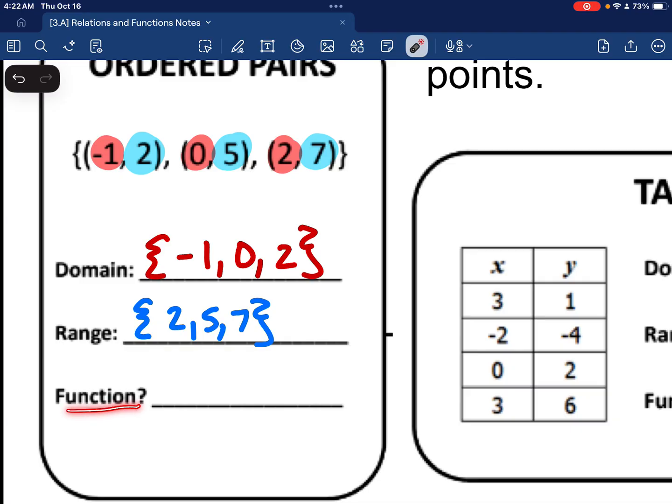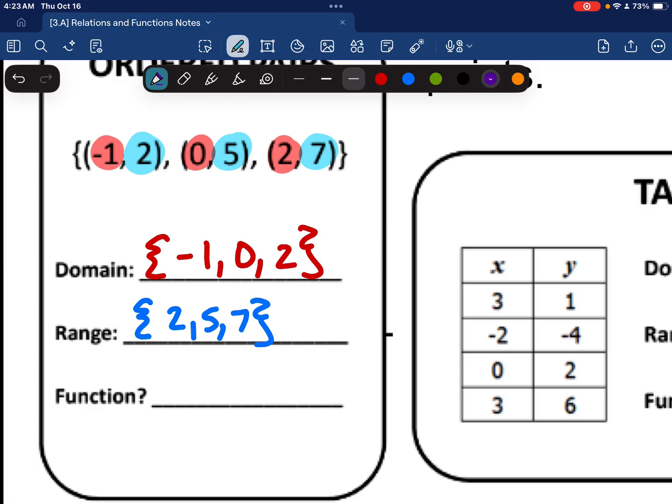So for this to be a function, what I do is I'm mostly looking at the x values. We're making sure that each x is only married to one y. So like -1 is only married to 2. 0 is only married to 5. And 2 is only married to 7. So this one is a function.